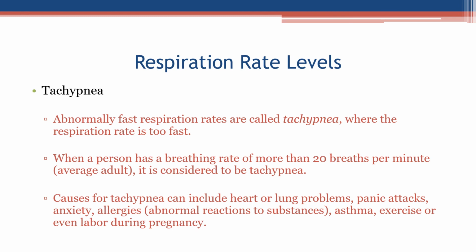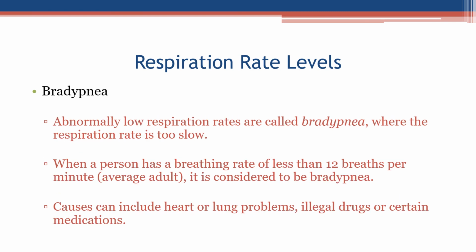be tachypnea. Causes for tachypnea can include heart or lung problems, panic attacks, anxiety, allergies, abnormal reactions to substances, asthma, exercise, or even labor during pregnancy. Bradypnea. Abnormally low respiration rates are called bradypnea, where the respiration rate is too slow. When a person has a breathing rate of less than 12 breaths per minute, average adult, it is considered to be bradypnea. Causes can include heart or lung problems, illegal drugs or certain medications.